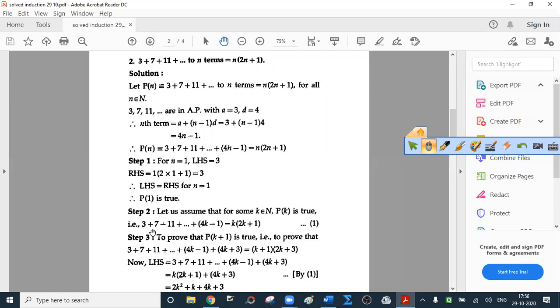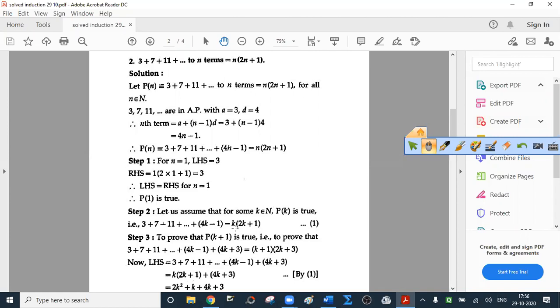That is to prove, we write these terms as they are, 3 plus 7 plus 11 up to 4k minus 1. These are k terms. But there is one more term. How to get that? Replace k by k plus 1. So 4 into in bracket k plus 1. If you open the bracket, 4k plus 4 minus 1. And that is why 4k plus 3.